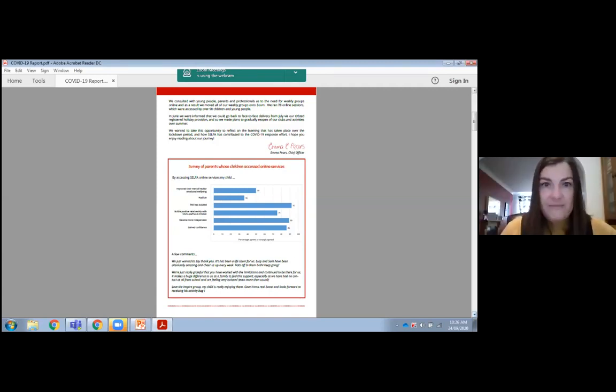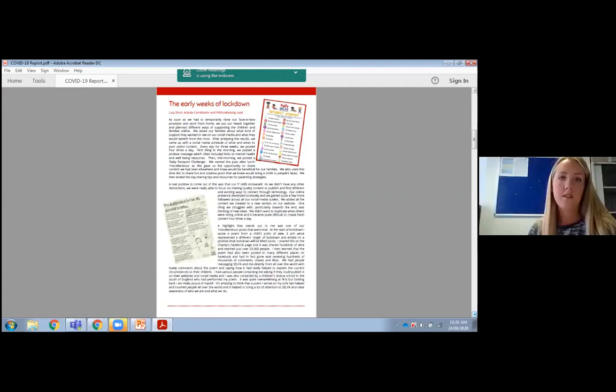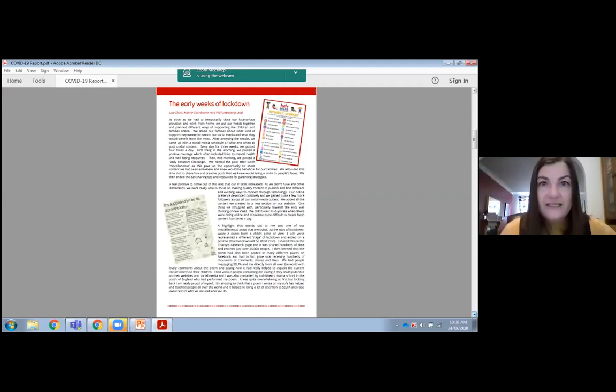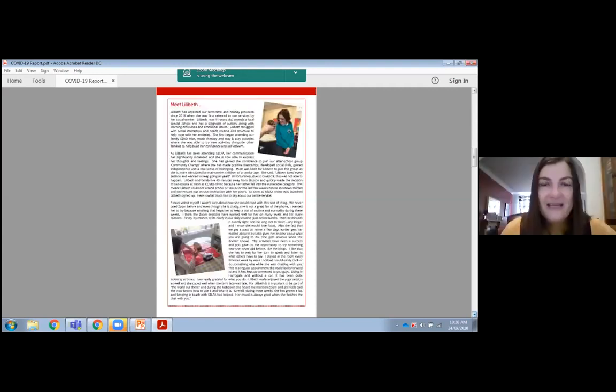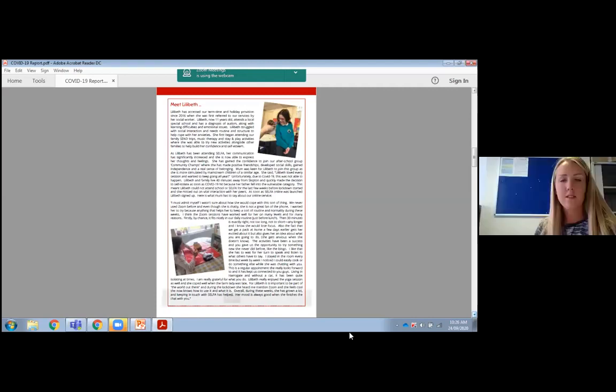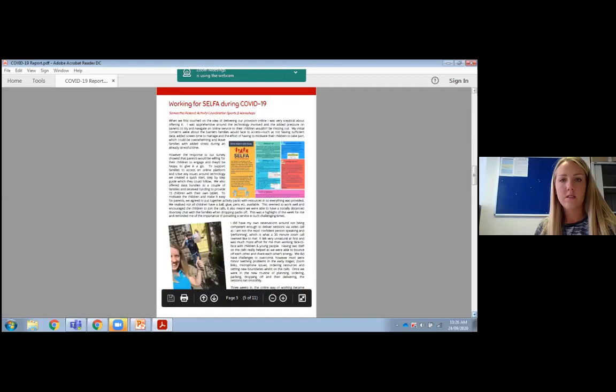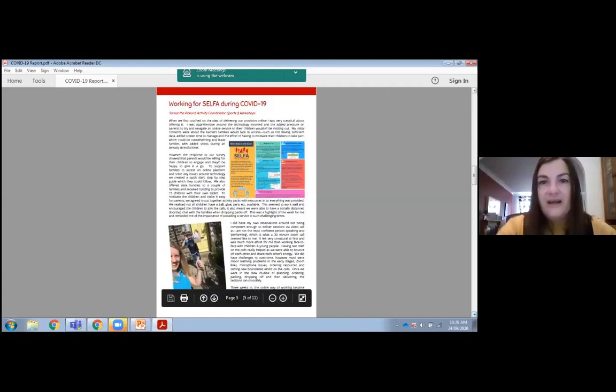We did a survey with parents as well, a Survey Monkey survey there. We got stories from our coordinator. So this is Lucy's done a story of what happened in the early weeks of lockdown, and about a poem she wrote that went viral about children and young people. Lilibeth's mum here, she did a case study for us, and there's her on her computer there. Just all these stories. We talked about how we did the Zoom calls and how we kept children safe.